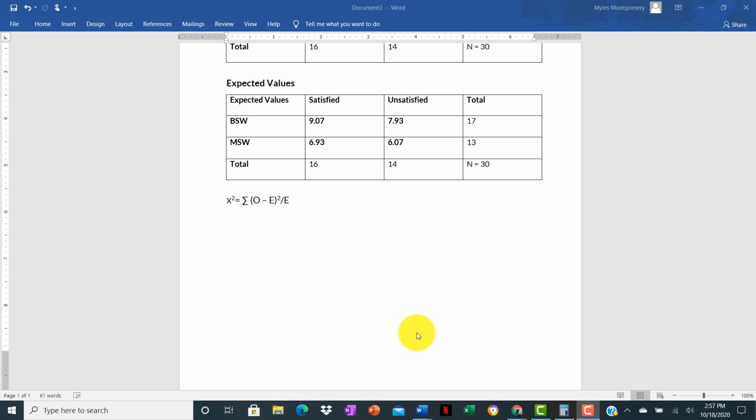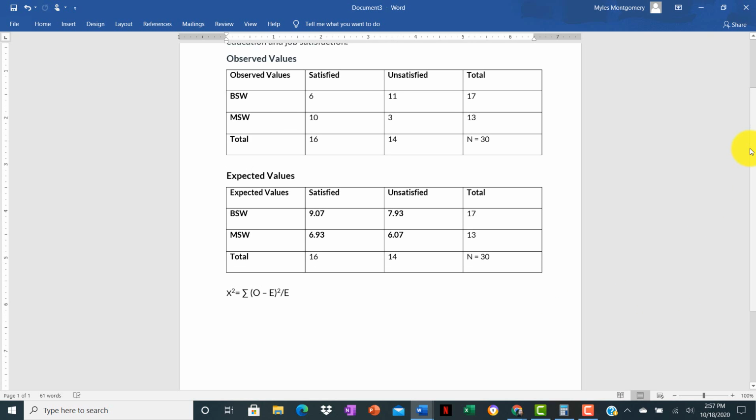So for this segment, I'm going to walk us through how to find the calculated value for our chi-square once we have the observed and the expected values completed. So the formula I'm going to show you right now is also the one you saw in the Canvas page for this same topic for guided practice. But I'm just going to reiterate it here, and I'm going to do it very slowly.